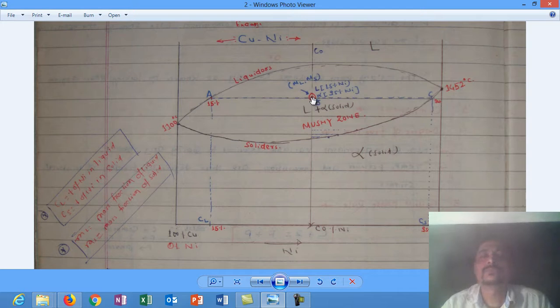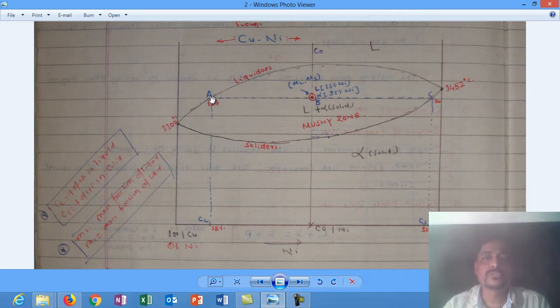Now we have to draw a horizontal line. Just draw a horizontal line. This A, B, C is the horizontal line. This is the line which passes through B. If the horizontal line is drawn, this line cuts the liquidus at point A. This same line cuts the solidus at point C. This is the important observation we have to be careful about: the horizontal line cuts the liquidus at point A and the solidus at point C.